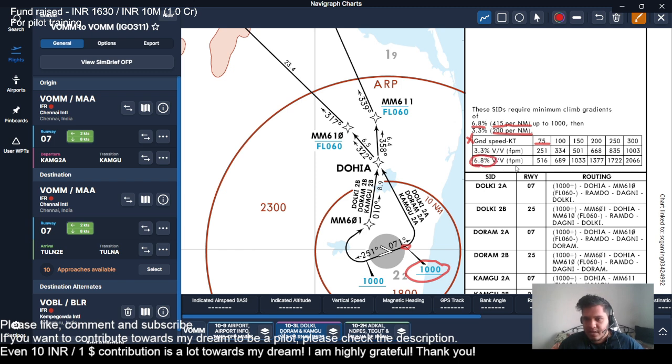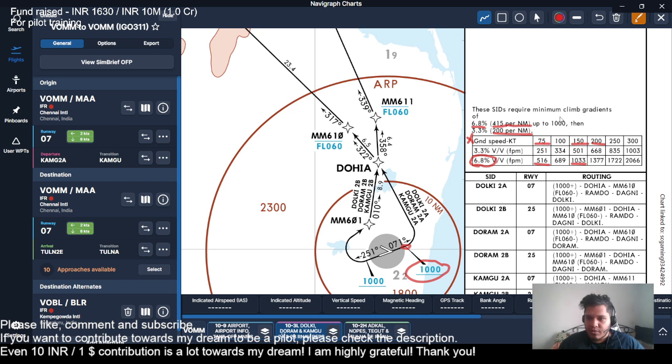V by V, you will have to climb 516 feet per minute. Okay, so you are getting it. So if your ground speed is higher, you will also have to climb a bit above, right? So if your ground speed is 150 knots or 200 knots, mostly for A320 it is around 150 knots, so you will be climbing 1000 feet per minute at 6.8%.